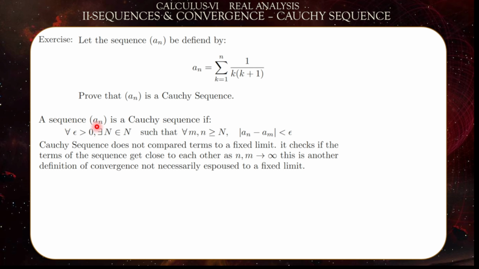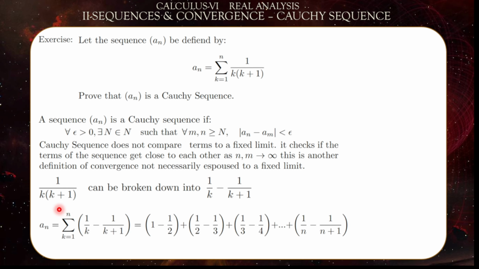So a sequence a_n is a Cauchy sequence if for all epsilon greater than 0 there exists a capital N such that for all m, n greater than or equal to N, with N being a very large number, the absolute value of a_n minus a_m is less than epsilon. A Cauchy sequence does not compare terms to a fixed limit. It checks if the terms of the sequence get close to each other as n, m approach infinity. This is another definition of convergence, not necessarily tied to a fixed limit.